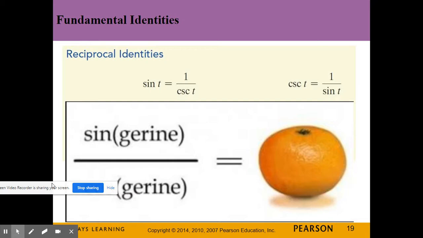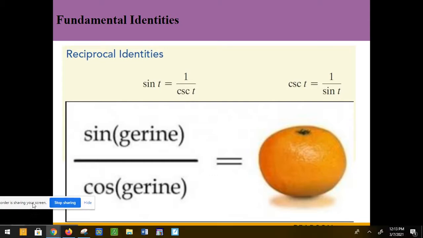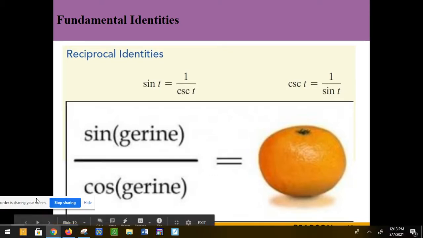And then reciprocal identities, which we just kind of talked about. Cosine is equal to 1 over secant. Cosecant is 1 over sine. Sine over cosine is equal to tan. Okay.